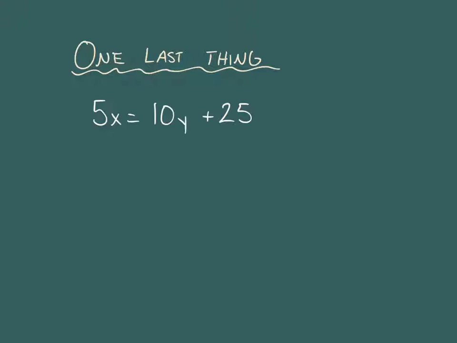Now, quickly, we're just going to look at one last thing. If you have multiple things on the other side of the equal sign, such as this 10y and this 25, you need to make sure to divide everything by 5. I divided this by 5, this by 5, and this by 5, for a final answer of x is equal to 2y plus 5.